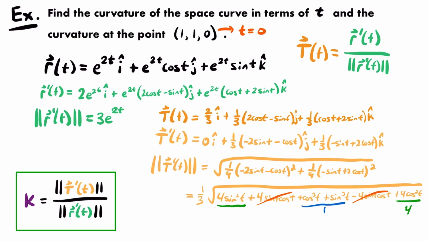So what we're left with here is 1/3 times the square root of 4 plus 1. That's it, okay? That is going to be equal to the square root of 5 times 1/3, so we have the square root of 5 divided by 3. That is the magnitude of the derivative of the unit tangent vector. Okay, so now we have both of our magnitudes needed to calculate the curvature.